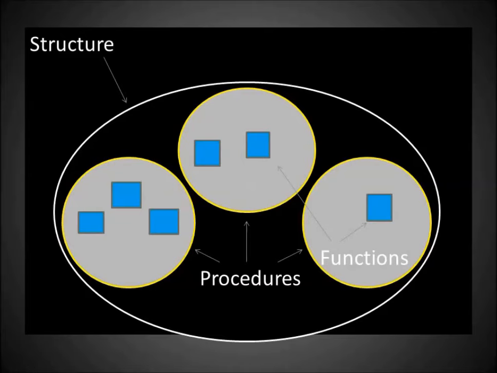So you combine functions to make a procedure, and combine procedures to make a structure. That is why C is called a functional programming language, and it is also called a procedural programming language, and it is also called a structured programming language.